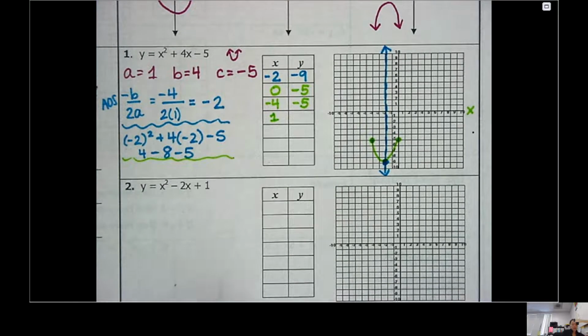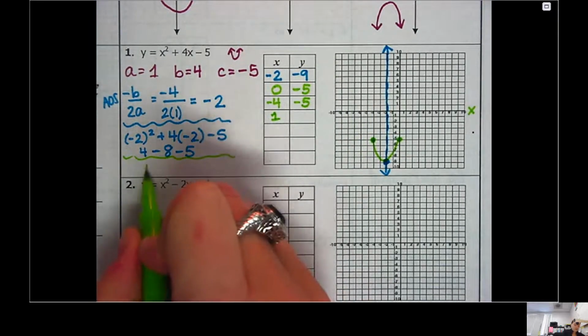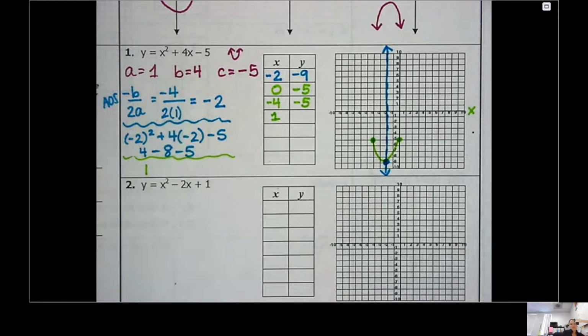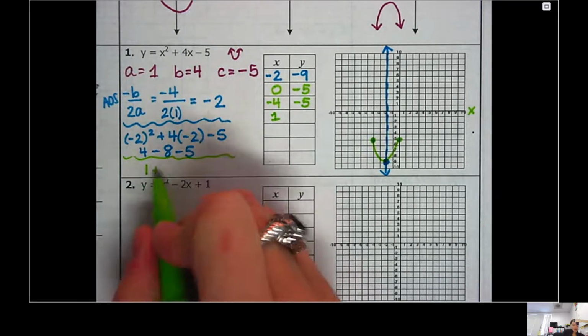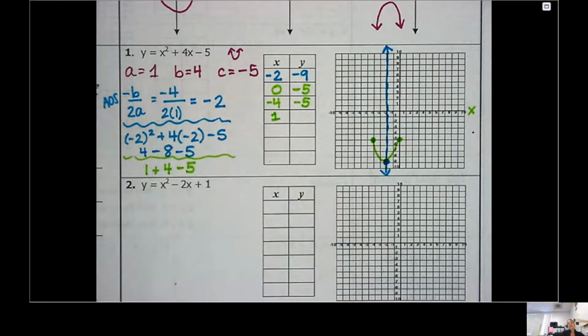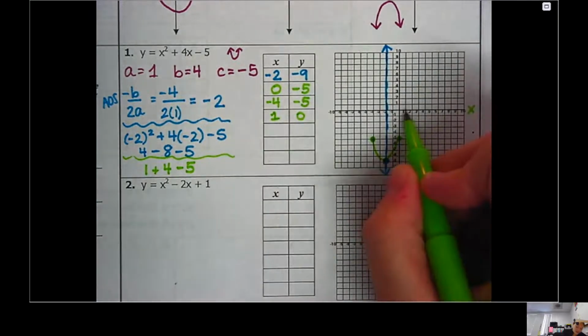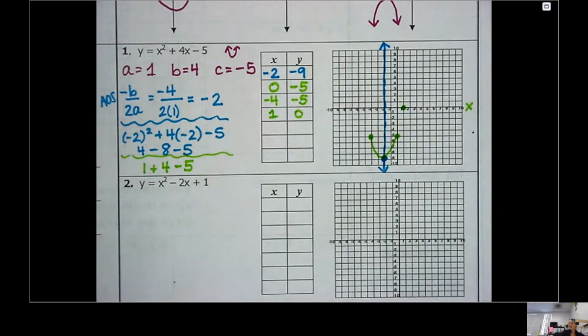Kind of run out of space, but 1 squared gives me 1. What is 4 times 1? 4. And then bring down my -5. So 1 plus 4 is 5. And 5 minus 5 is 0. Hey, 1, 0 is right here. Is that crossing the x-axis? Yes, it's right on the x-axis.